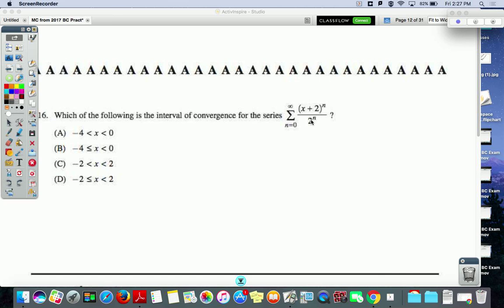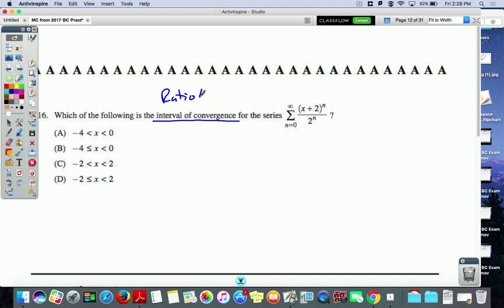Okay, question 16. Which of the following is the interval of convergence for the series that goes from n equals 0 to infinity of (x plus 2) to the n over 2 to the n? So whenever we're asked for an interval of convergence, that's a hint that we're going to need to use the ratio test. So that's one of the things that we have to keep in mind here.